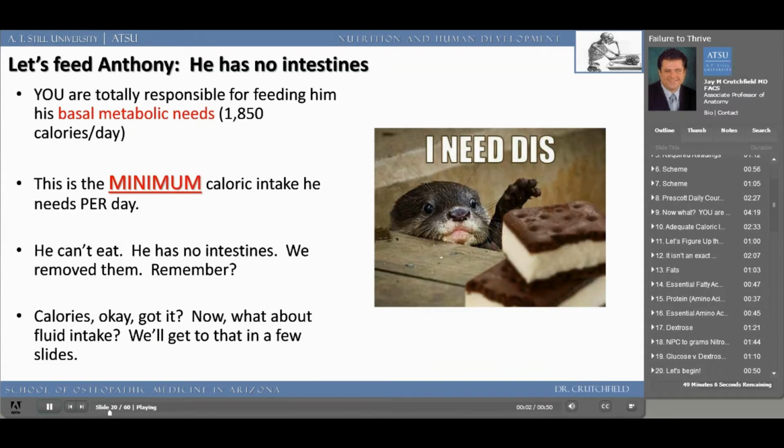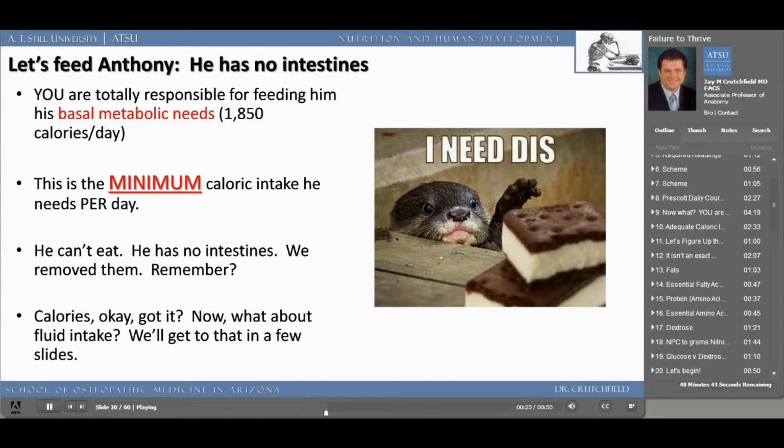Okay, so back to Tony. Let's start to feed him. Remember, he has no guts. We have to give him his basal metabolic needs of 1,850 calories a day. And remember, this is his minimum intake. But what if he's stressed? What if Tony's in the hospital, has no guts, but he's sick and has pneumonia? Should we add more calories to account for that?